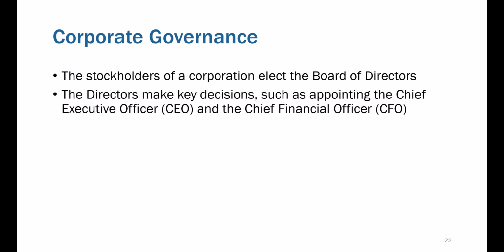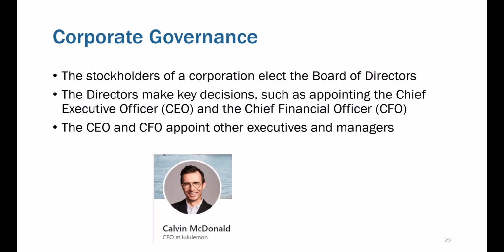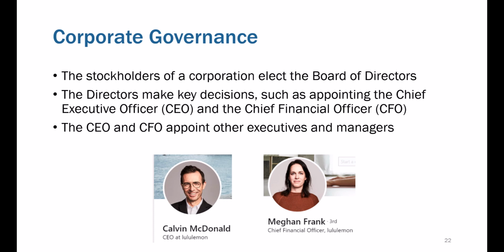Public companies, board of directors, I don't know, in the ballpark of 11 people, probably. I guess I didn't look that one up in advance, but roughly, it's usually an odd number. So if there's a vote, there's a tie-breaking mechanism, 9 people, 11 people, somewhere in there. These directors make key decisions. They appoint the CEO, they appoint the CFO, and then the CEO, the chief executive officer, and CFO, chief financial officer, appoint other executives and managers. At Lululemon, Calvin McDonald is the CEO, Megan Frank is the CFO, the senior executives.